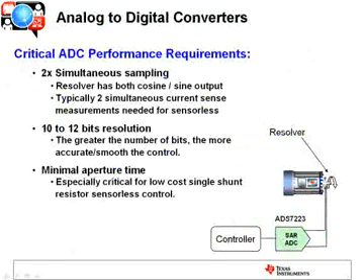With respect to the analog to digital converters, the critical performance requirements here, first of all, almost in all applications, you need at least 2 simultaneous samples. When you use a resolver, so you're doing position feedback, that resolver is an analog output. It basically has a sine and cosine component to it. So you're going to need 2 simultaneous readings to basically control the position.